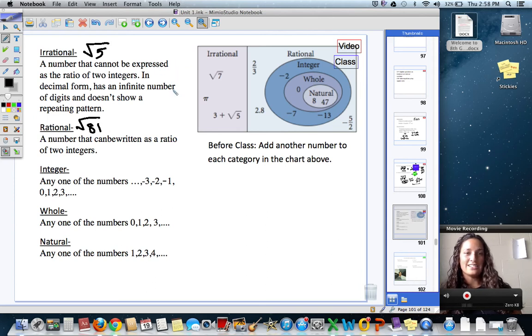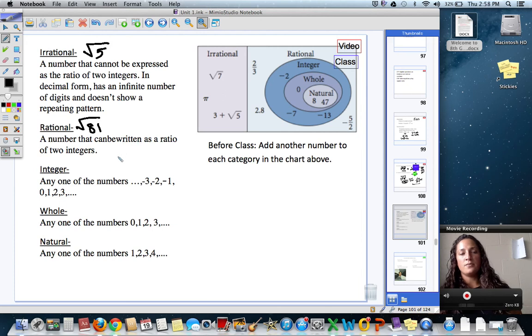In decimal form, it has an infinite number of digits, so that means it goes on forever and ever. And it doesn't show a repeating pattern. So that means it's not like 0.66666666, or it's not 2.1818181818. It's like 2.1653, and it just goes on forever with no pattern.